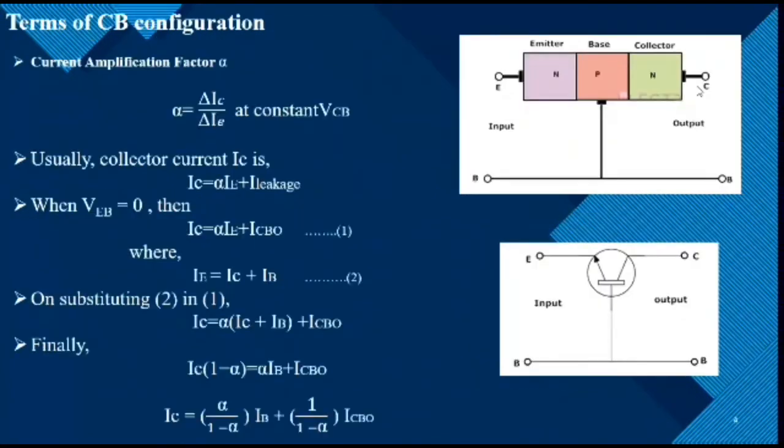Now, let us see some terms of CB configuration. Here, the ratio of the change in collector current to the change in emitter current at constant collector voltage is called current amplification factor, and it is denoted by alpha. With this idea, let us try to draw some expression for collector current.